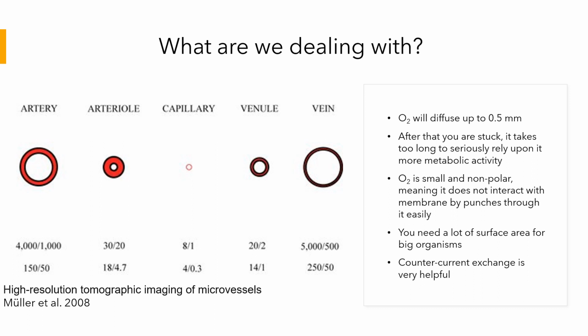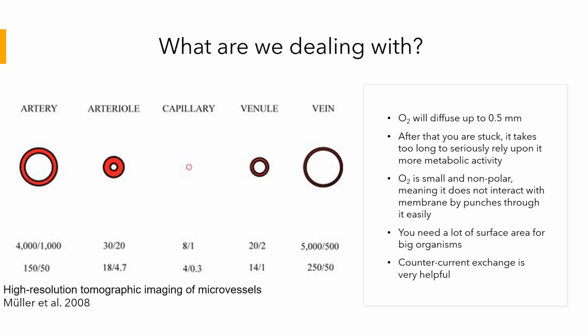Now take a look at this here. These are some sizes of arteries. You can see capillaries and then veins. At the top here, this 4,000, 1,000, 30, 20, 8, and 1. Those are the sizes in micrometers. So you can divide that by 1,000 and you'll get it into millimeters, that those particular things are.